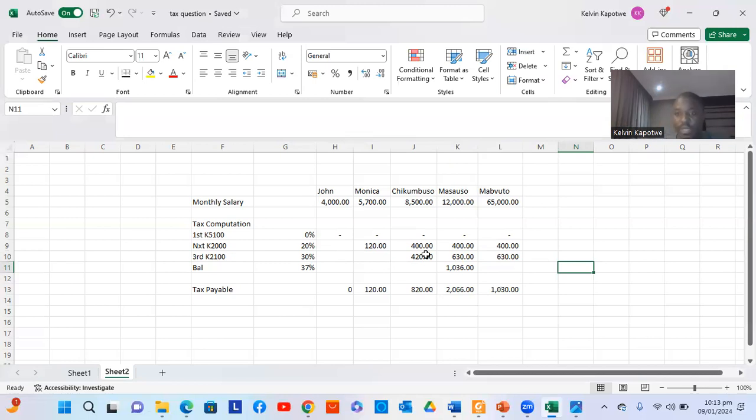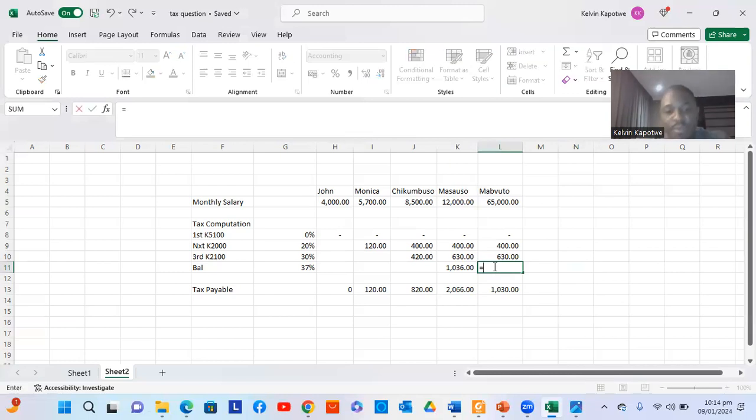All right. So you're saying now from Mavuto 65,000, remove 5,100, you are remaining with 59,900. Remove the 2,000, you are remaining with 57,900. Then you've taxed it, minus 2,100. You are remaining with a balance of 55,800. Okay. So the 55,800 is going to be taxed at 37%. 55,800 multiplied by that 37.